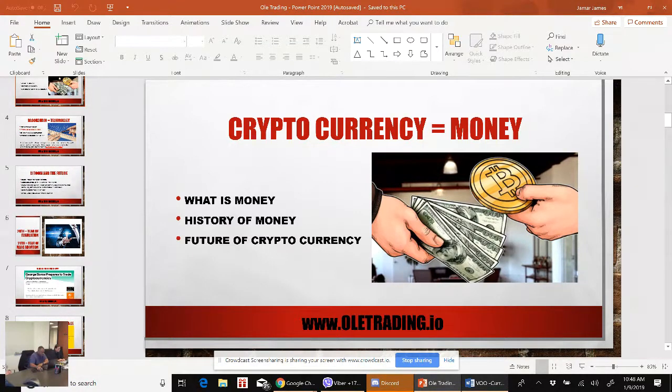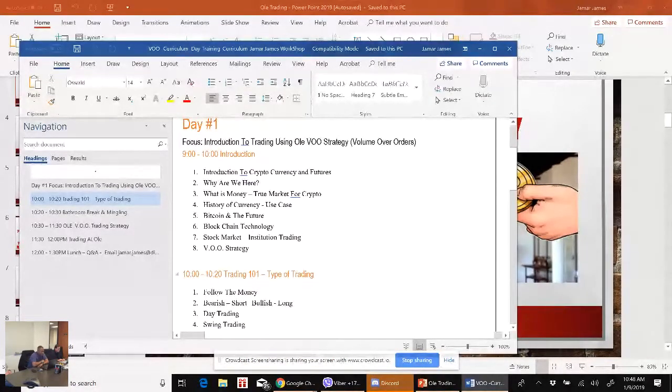of the type of trading that we're going to do, and what is the VOO strategy, and what is our strategy in trading. To condense this down, we're going to skip this part of the presentation and get right down into our overview on trading and how we use the stock market and institutional trading techniques to basically profit with crypto.